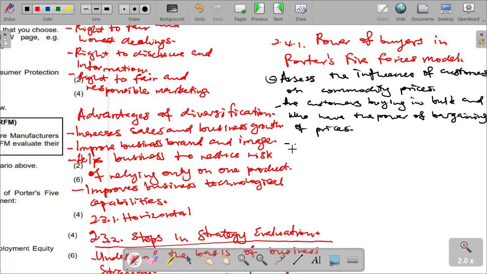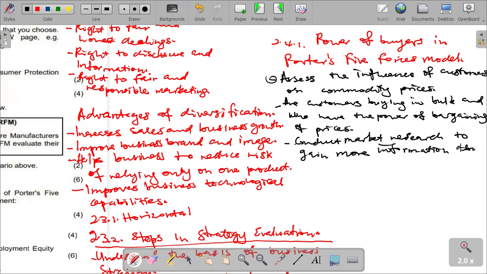They also need to conduct market research to gain more information about their buyers.